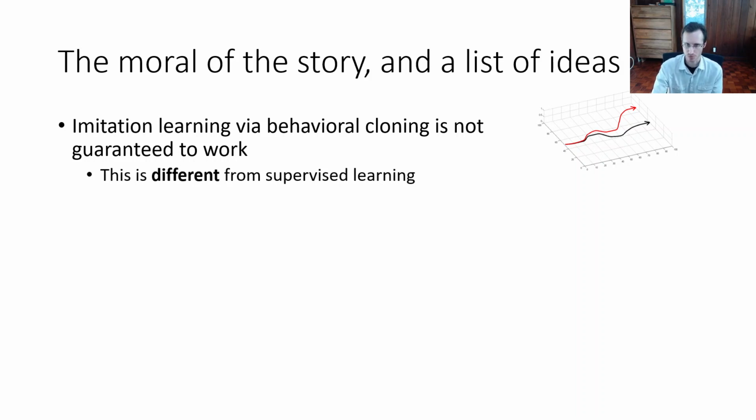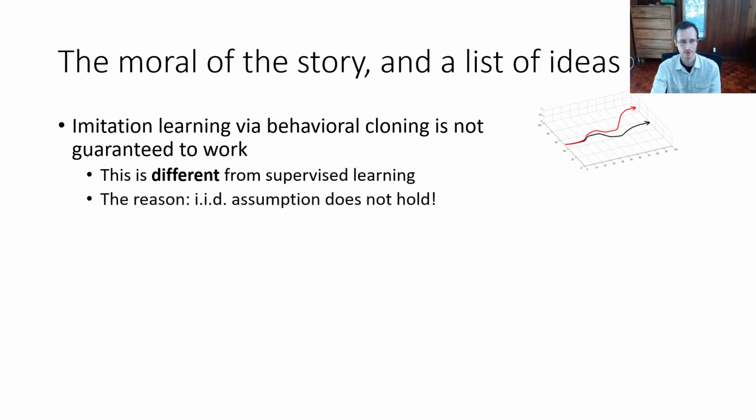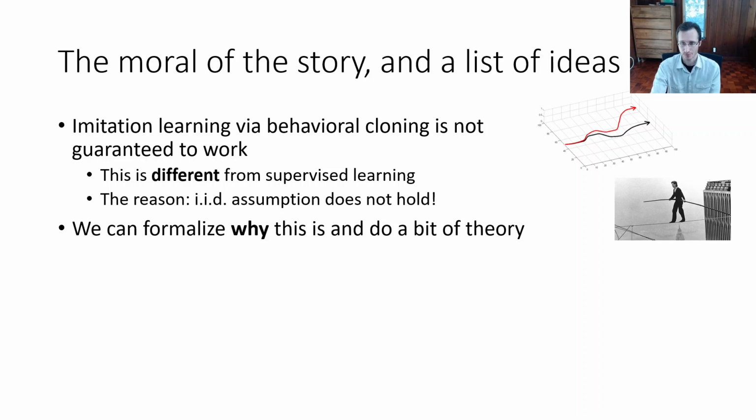And this is different from supervised learning. So for supervised learning, you can derive various sample complexity and correctness bounds. Of course, when deep neural nets are in the picture, those bounds often make strong assumptions that might not hold in practice, but at least that's a fairly well understood area. And this generally doesn't hold in behavioral cloning. And the reason fundamentally is the IID assumption, the fact that individual outputs will influence future inputs in the sequential setting, but they will not in the classic supervised learning setting. We can formalize why with a bit of theory, and we'll talk about that today.